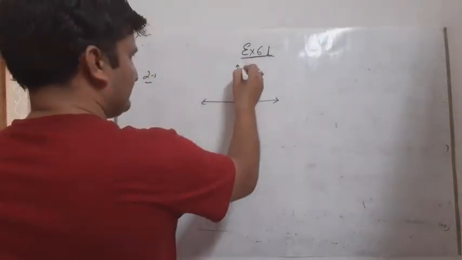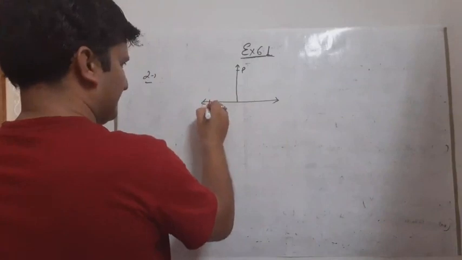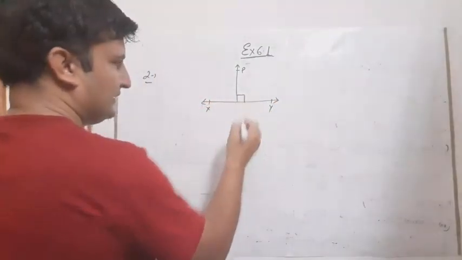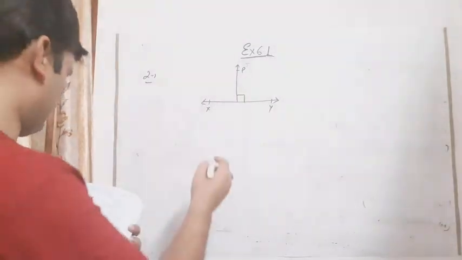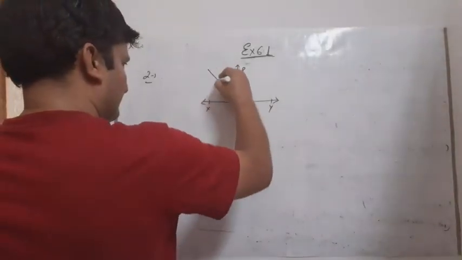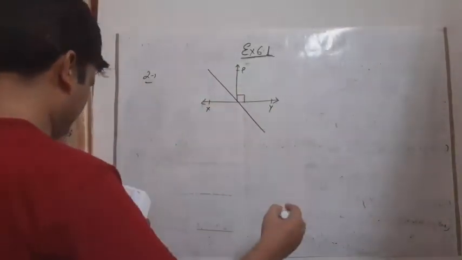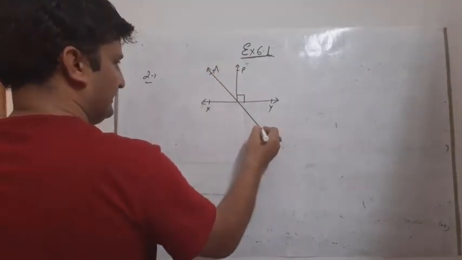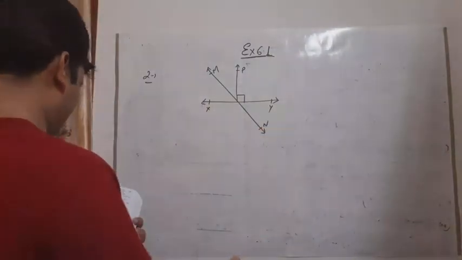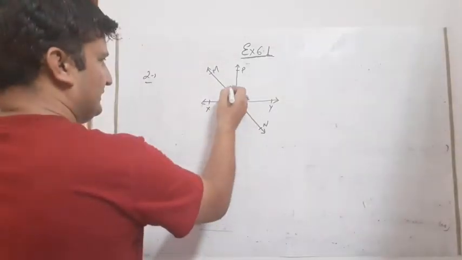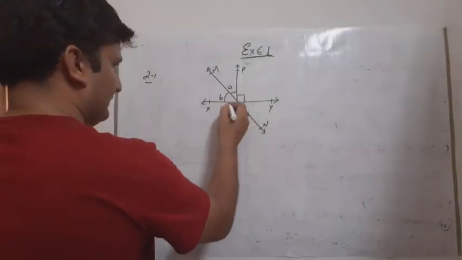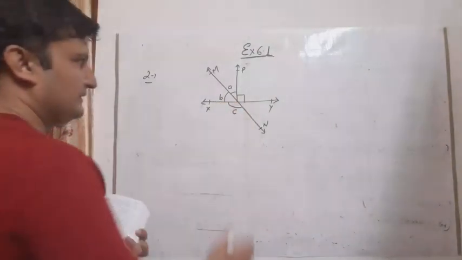It is given that this point is P, this is X, this is Y, and this angle is given as 90 degrees. This point is M, this point is N. This angle is A, this angle is B, and this angle is C.